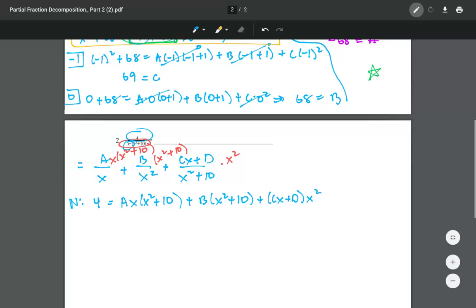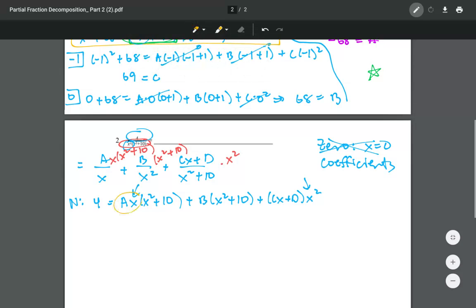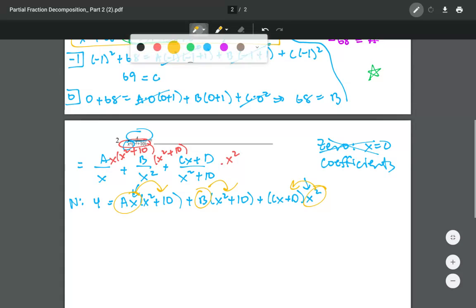I could at this point use zeroing out, and I could let x equal 0. That comes into play here and here, but it's only going to find me one of my numbers, and I'm going to have to multiply this out anyway. So instead, I'm going to go to coefficients. I'm going to end up multiplying this out and then comparing term by term. Let's go ahead and start by distributing. So I'm going to distribute the ax here, the b here, and the x squared here.